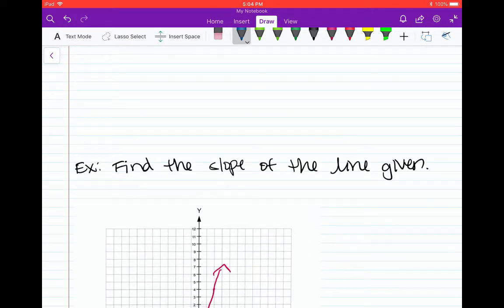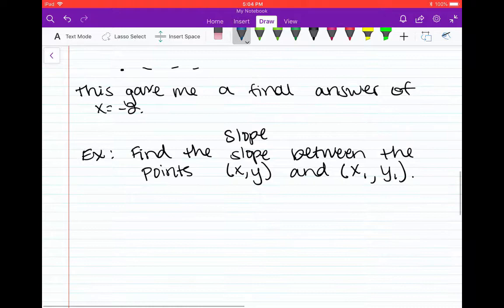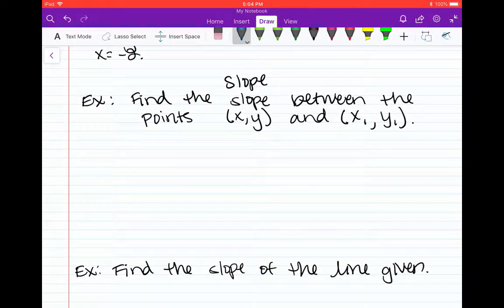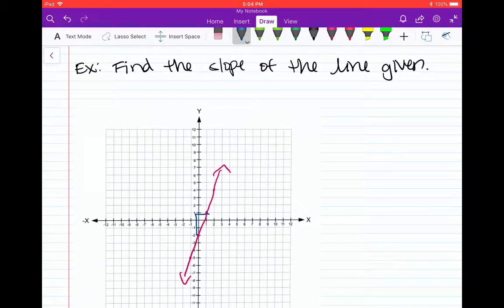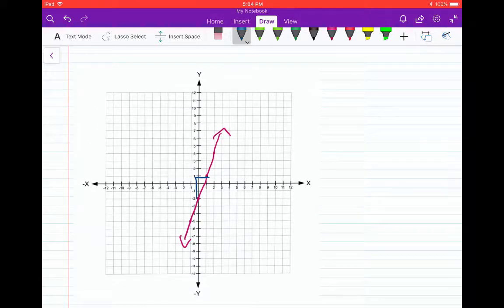So for the slope, I said, okay, my first example is find the slope between the points. I didn't actually give points here, but then I would work that out and show that example. And again, annotating as necessary, explaining some steps that you took. Another example would be find the slope of the line given. Notice that I put in some graph paper here. I'm working on lined paper, but I needed a graph. And then I can show my steps on the graph of how I'm doing this.